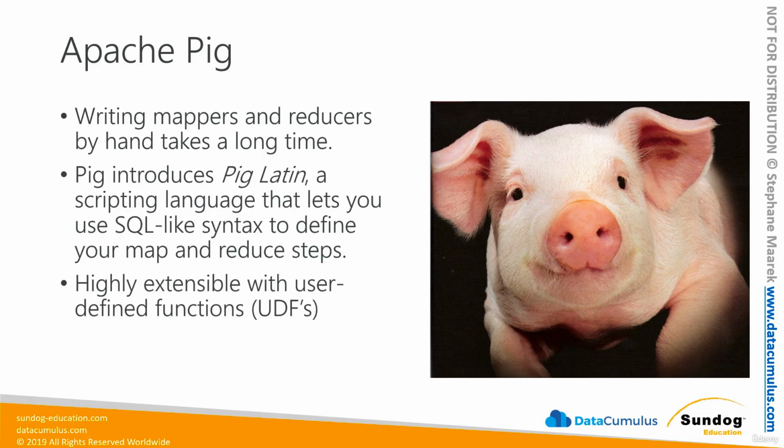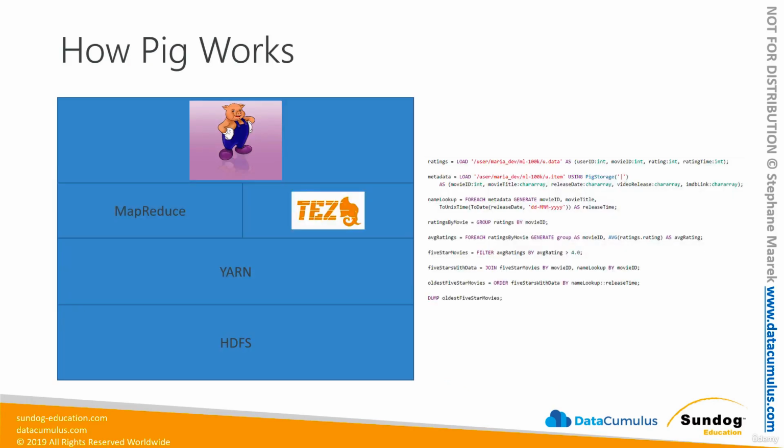It's kind of an older technology, but it still comes up on the exam, and it's still a popular thing that some people use. Like Hive, it's also highly extensible with user-defined functions, so you can expand on Pig's functionalities in any way you want to if you're willing to write the code for it. Also like Hive, Pig sits on top of MapReduce or Tez, which in turn sits on top of YARN, which in turn sits on top of HDFS, or EMRFS in the case of Amazon EMR.